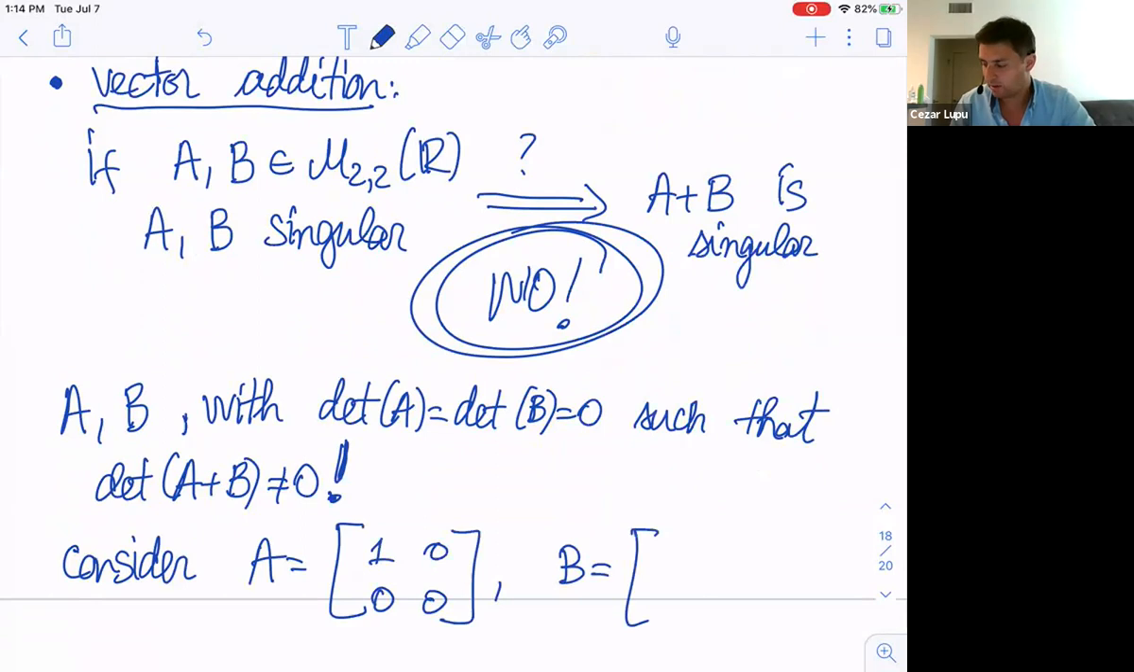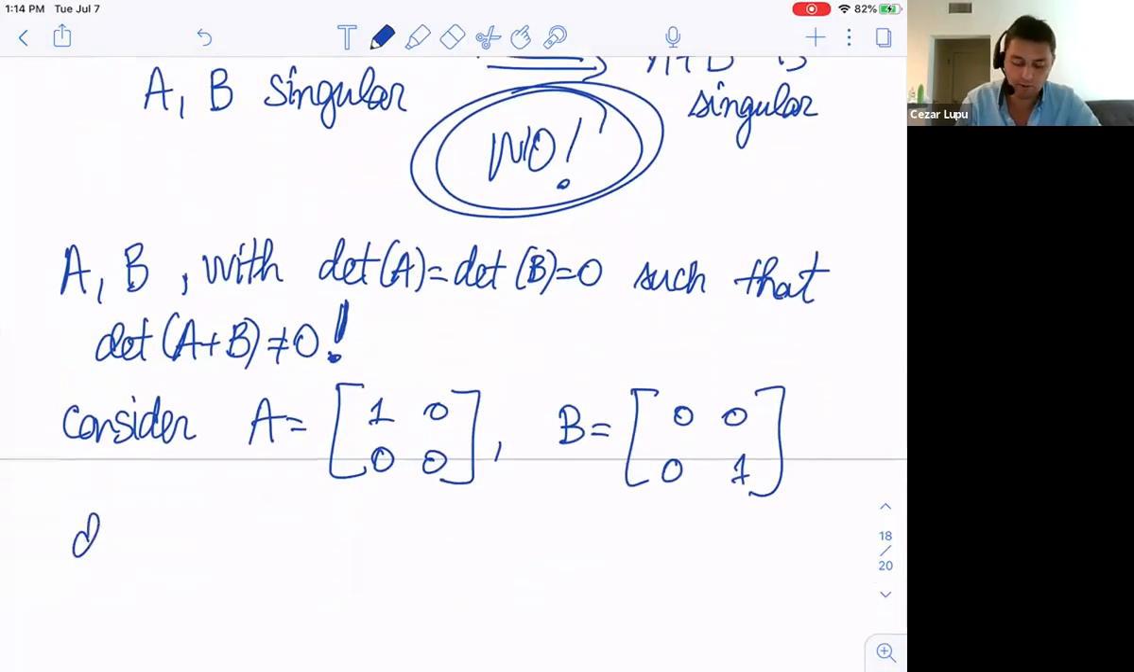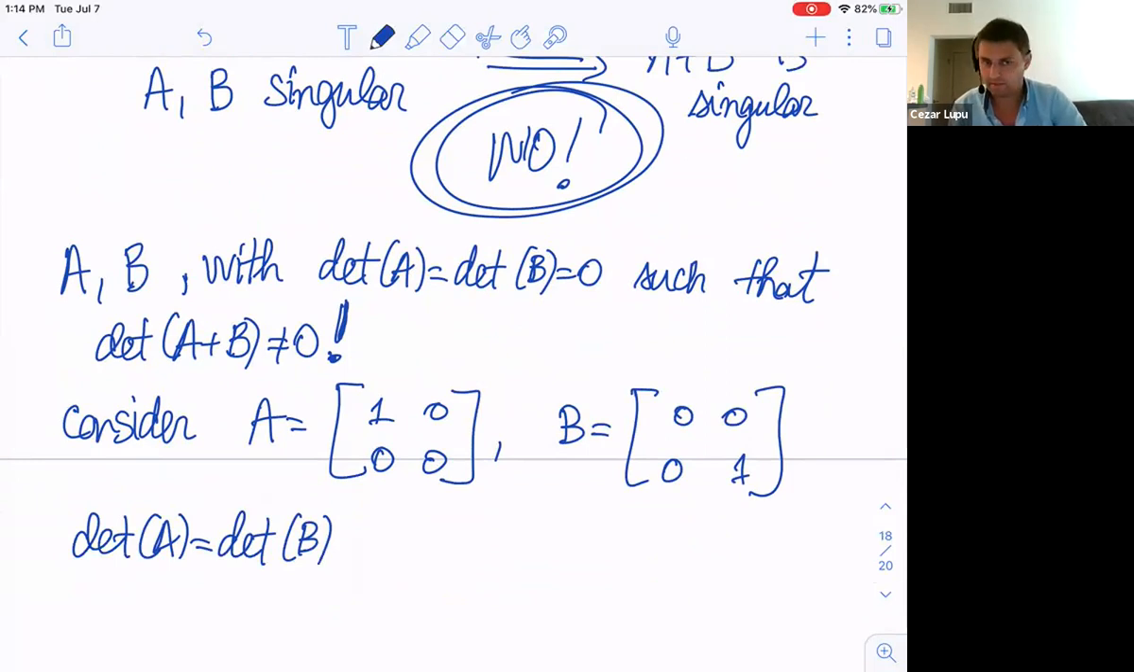Well, I want another one. Let's take [[0, 0], [0, 1]]. Okay, that's great. Clearly, the determinant of A is the same as the determinant of B. I think I gave this example already in one of the review sessions. I think the question was a very similar example.